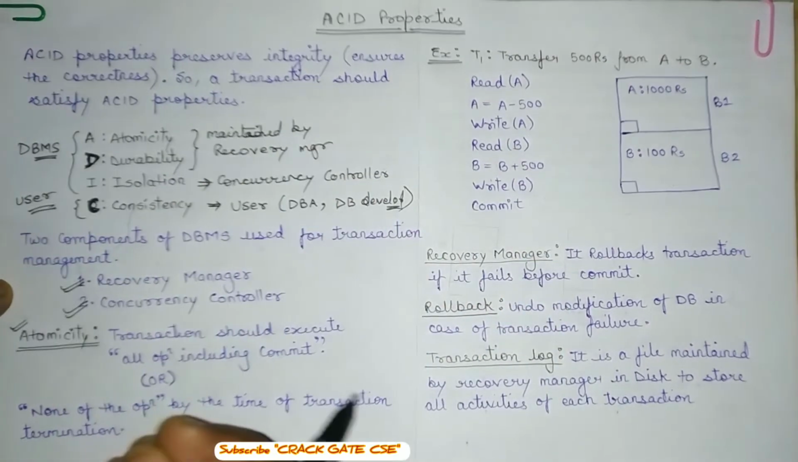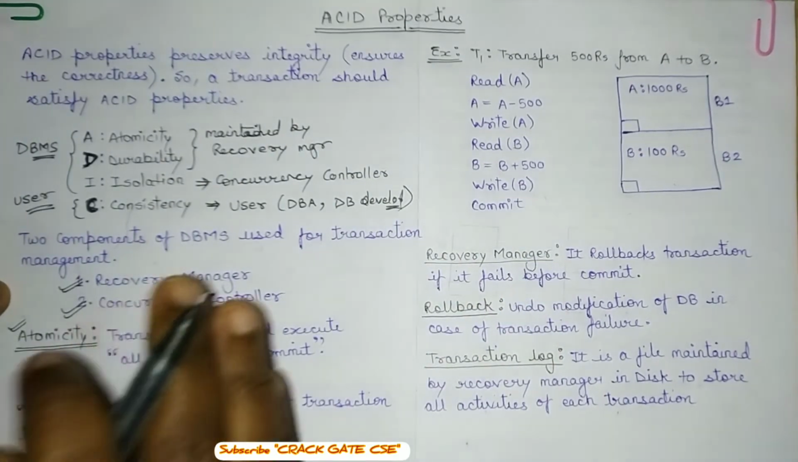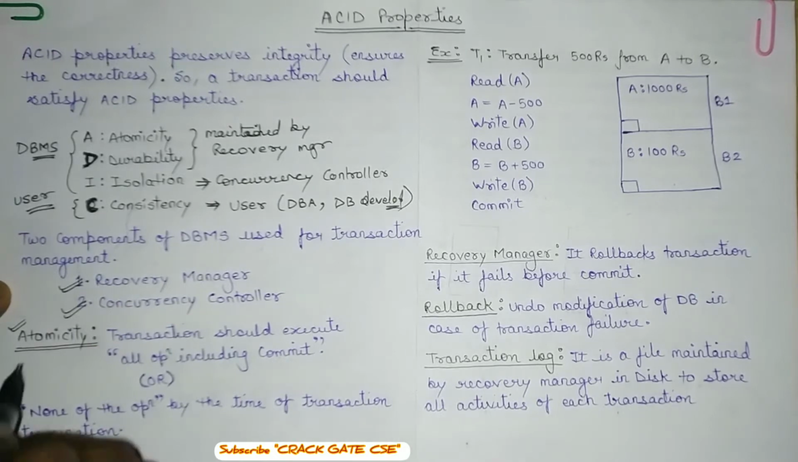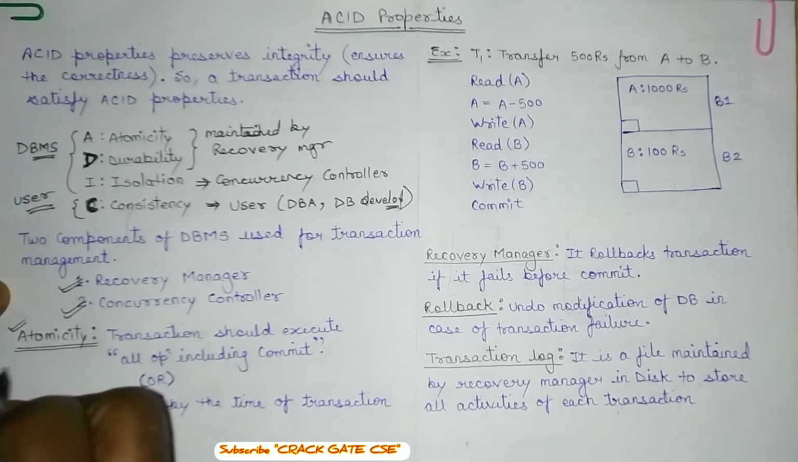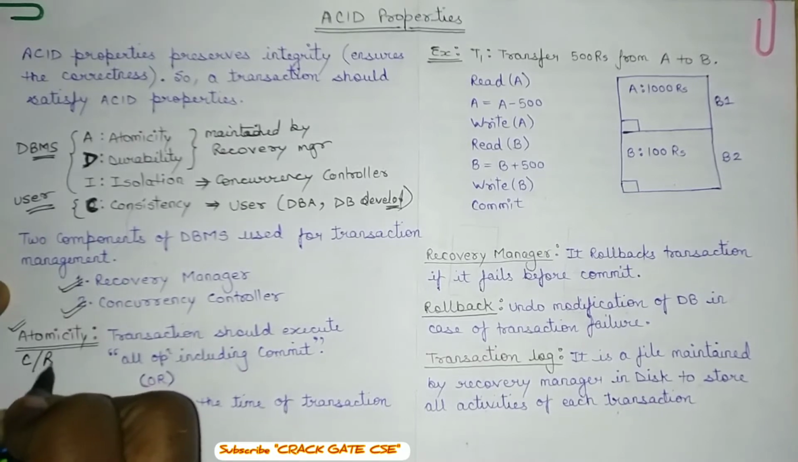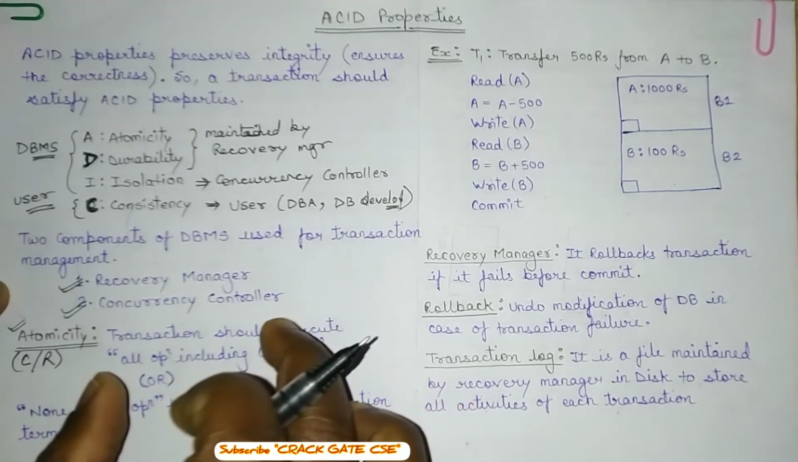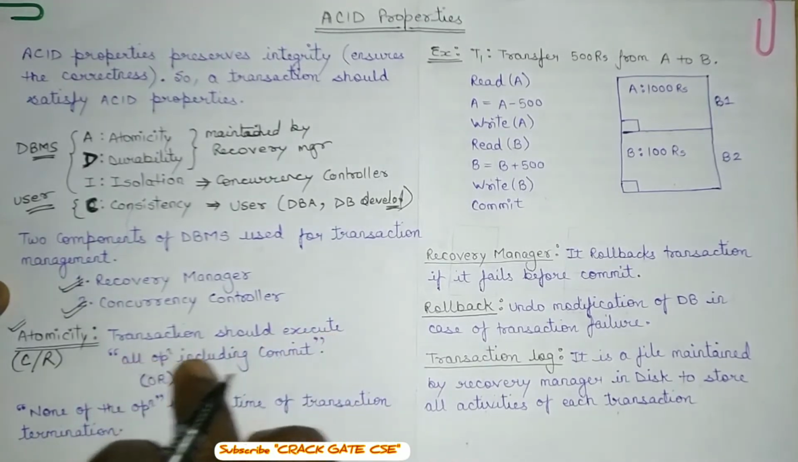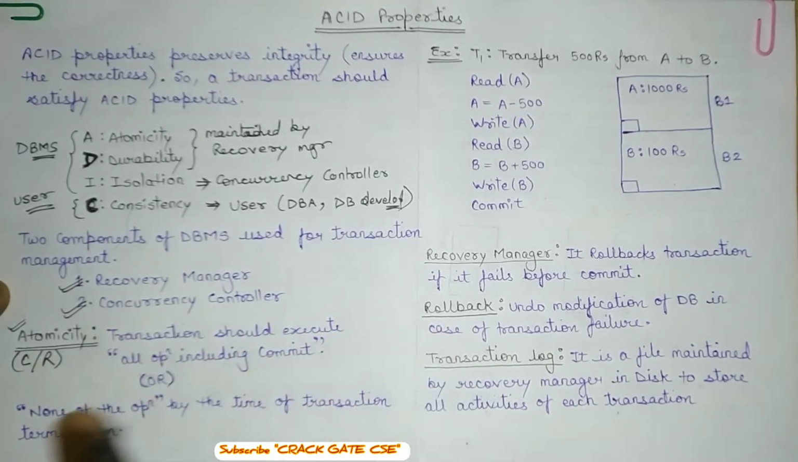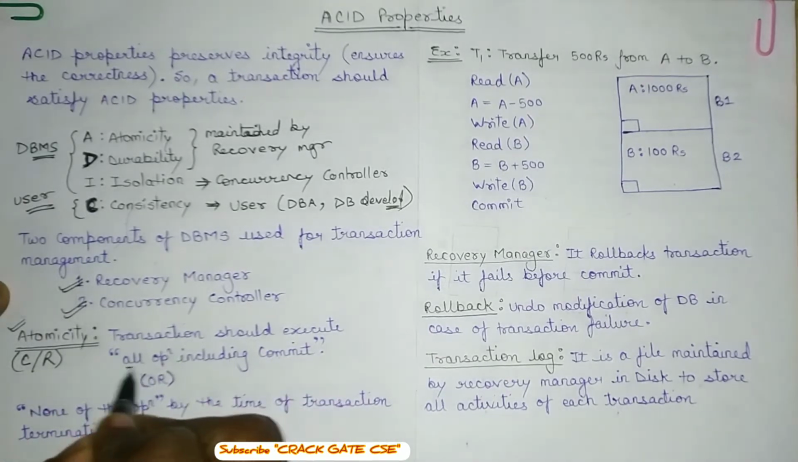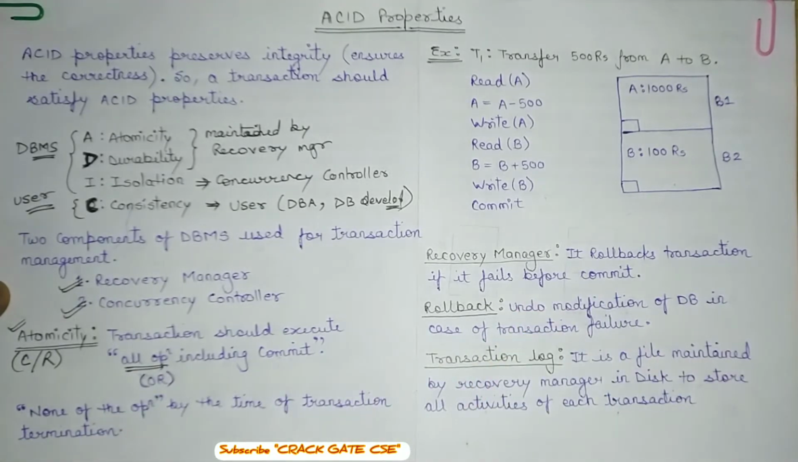In this particular video I'll be discussing the atomicity property along with some important terminologies. Atomicity is the property which says that either you should commit or you should roll back. That means either the transaction should execute all the operations including the commit operation, or none of the operations by the time of transaction termination. What is the meaning? Either all operations will be completed, or if all operations cannot be executed, then none of the operations will be executed. You will understand as the video progresses.